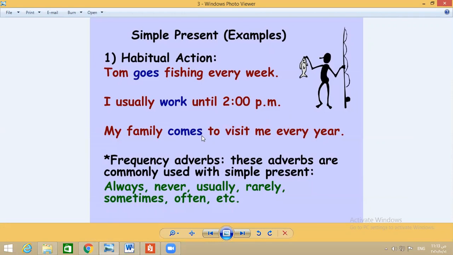They are in the present simple, and we use some words that help us to know that this sentence is in the present simple, like adverbs of frequency or frequency adverbs. These adverbs are commonly, not all the time, used with simple present. What are they? I have always, I have never, usually, rarely, sometimes, often, hardly, and etc. We have many of them in your grammar booklet.